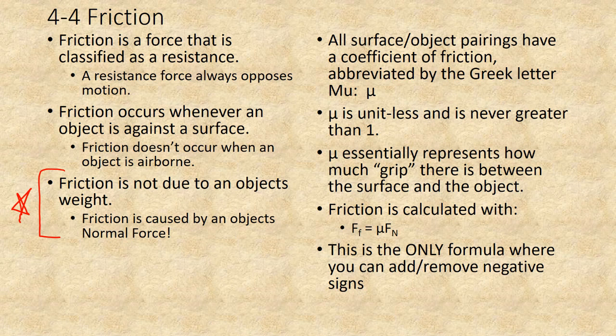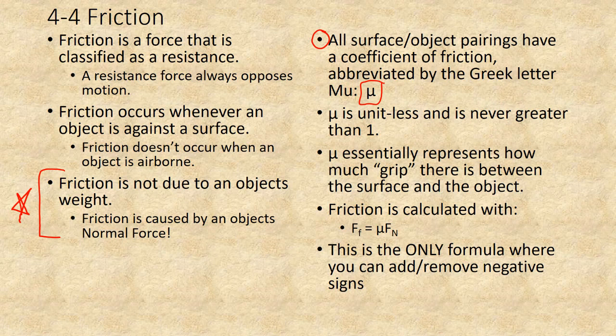Now, the other quantity that we're going to need to know is this new term called the coefficient of friction, abbreviated by the Greek letter mu. That is this U-shaped letter here with the little tail on the front of it. All surface-object pairings have a unique coefficient of friction. So, for instance, rubber tire against pavement has one coefficient of friction. Rubber tire against wet pavement has a different coefficient of friction. Rubber tire against ice has a third coefficient of friction, and so on and so forth.